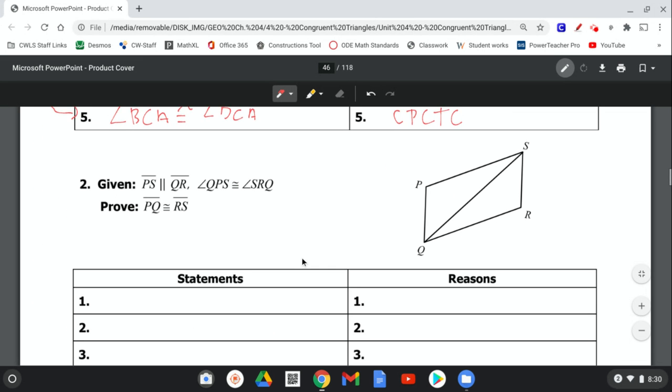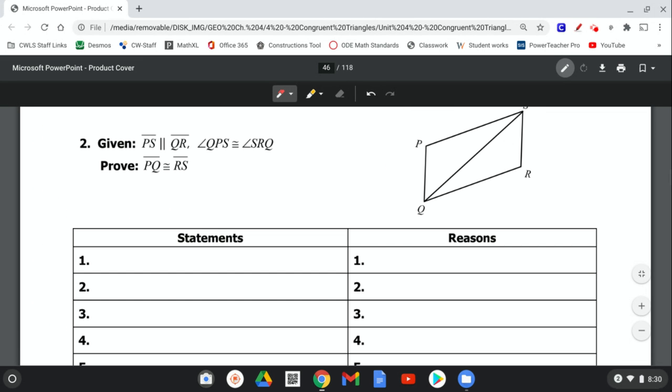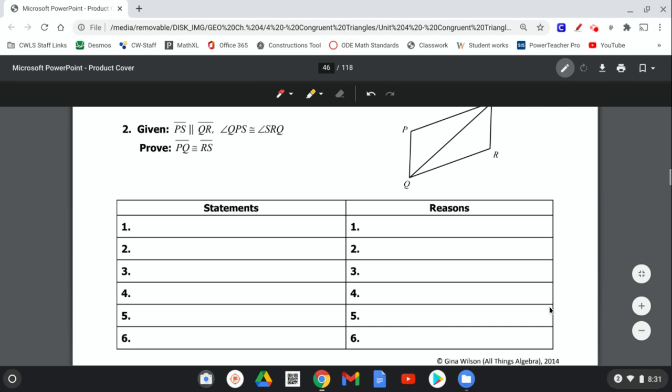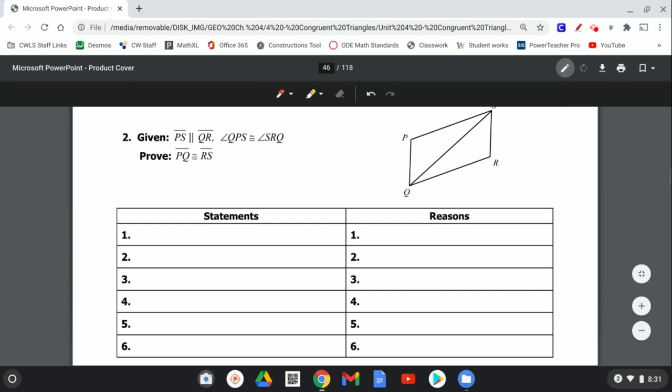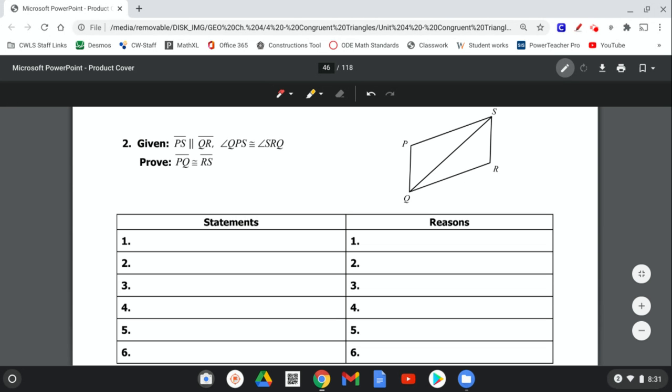All right, so if we go on to the next one, for this one, we are saying, I'm going to zoom out a little bit so I can get all of it in there, that PS is parallel to QR. Remember, guys, we don't know that those sides are congruent. If you have parallel lines, you have congruent angles. Next, it says angle QPS right here is congruent to angle SRQ right here. So we have that those two angles are congruent. And then we also have QS. They're butted up next to each other, so we know that QS is going to be congruent to QS.